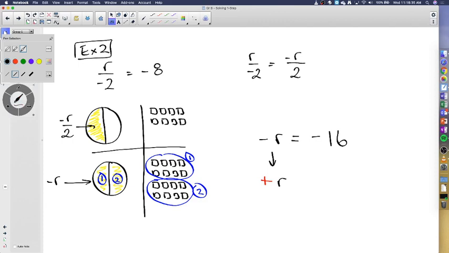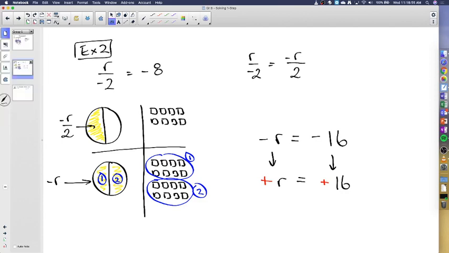So if I'm looking for positive r, what did I do? Well, I just found the opposite. The opposite of -r is positive r. I'm going to do the same thing to the 16. The opposite of -16 is positive 16. So if I just take the opposite of both things, I get r is equal to positive 16. Okay? And that's how we use our model.